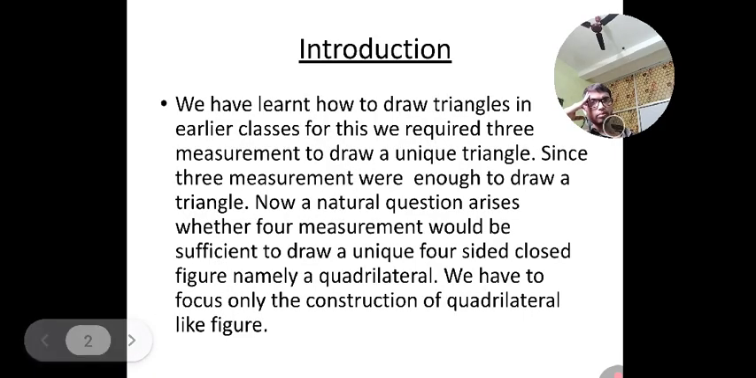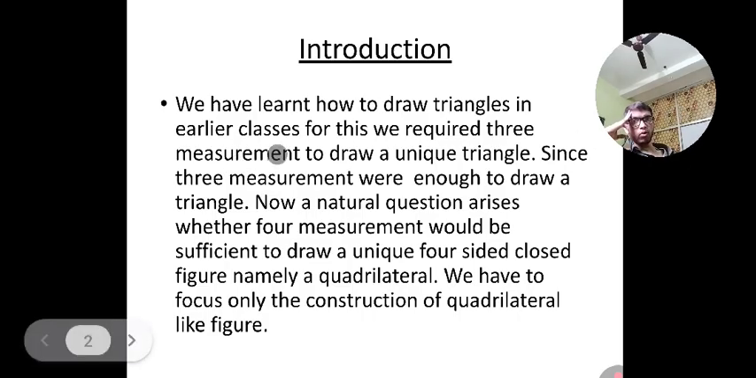Now let's explore this. We have practical geometry. We have learned how to draw triangles in earlier classes. For this, we required three measurements to draw a unique triangle. Since three measurements were enough to draw a triangle, now the natural question arises whether four measurements would be sufficient to draw a unique four-sided closed figure, namely a quadrilateral. We have to focus only on the construction of a quadrilateral-like figure.